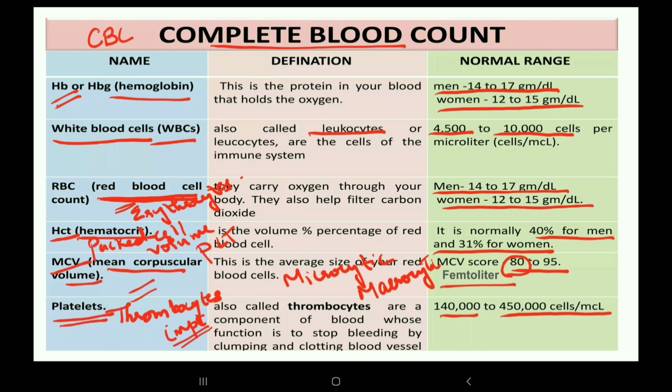Now, what will happen if the platelet count is high? If the platelet count is high, it will cause the blood to clot, which can be dangerous. It can be the cause of cardiovascular diseases or stroke.